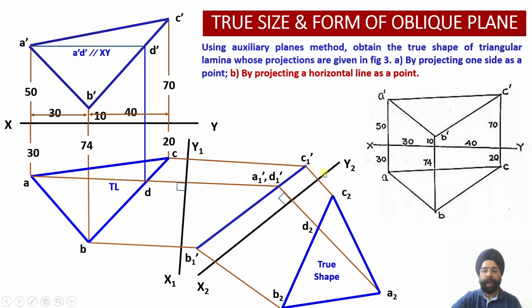Why is this the true shape? Because I had drawn my second auxiliary plane, which was my AIP, parallel to the edge view of the lamina. So irrespective of the number of edges, whatever view I obtained over here onto the auxiliary plane will be called the true shape of the lamina. We can well observe over here that the true shape of the lamina is bigger than the front view or the top view of the lamina. So this is the general procedure for evaluating the true size and form of an oblique plane.